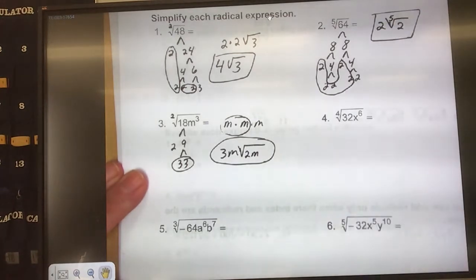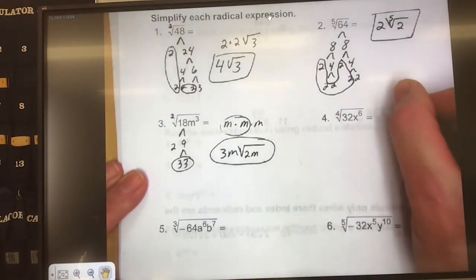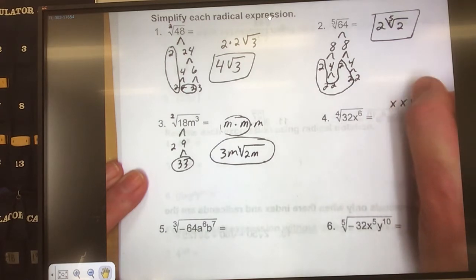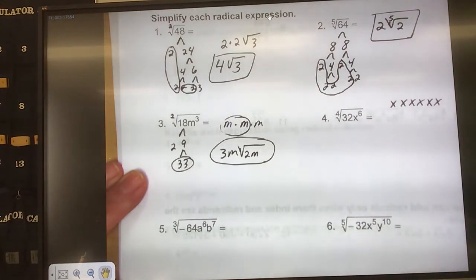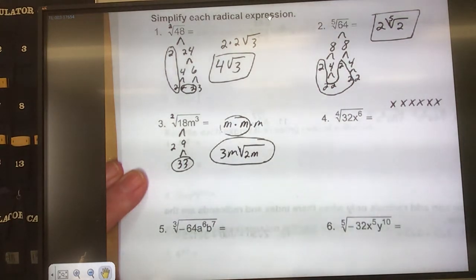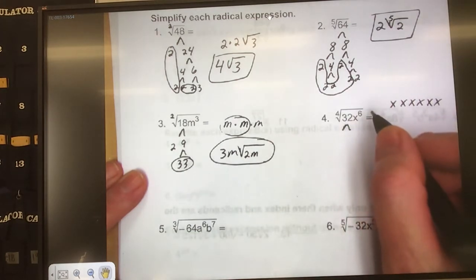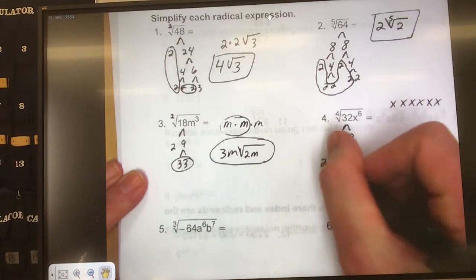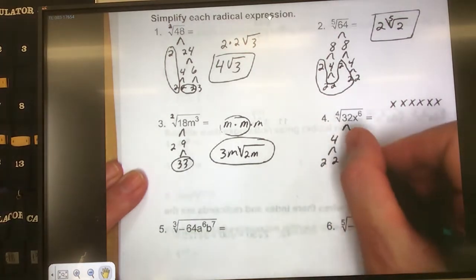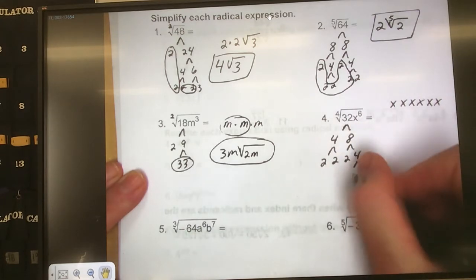This one here tells me I'm looking for groups of 4. We can go ahead and knock out these x's. There's x, x, x, x. That's 1, 2, 3, 4, 5, 6. Okay, there's all my x's right there. They live in Texas. All right, we got this guy here. Breaks down to what times what? 4 and 8. 4 breaks down 2 and 2. 8 breaks down 2 and 4. 4 breaks down 2 and 2.